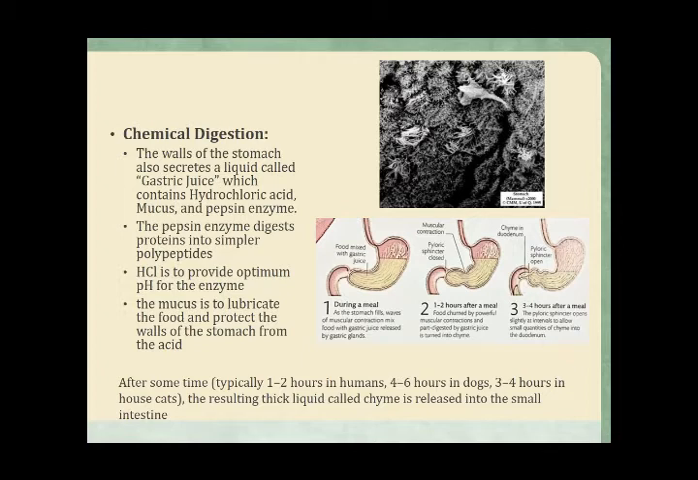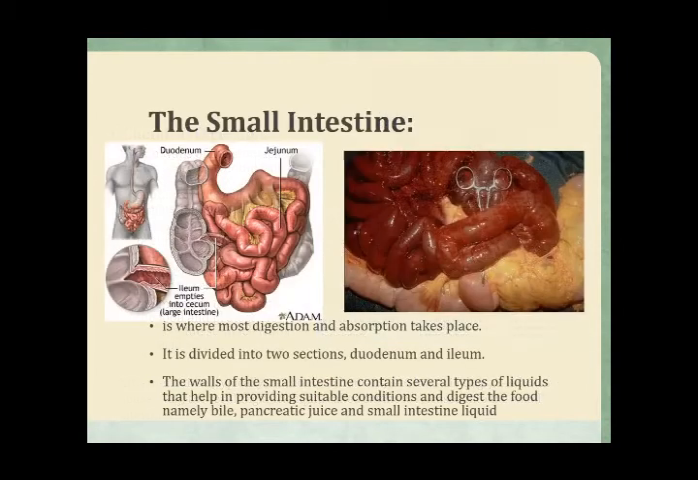After some time, the food totally becomes a thick liquid called chyme. It takes 4 to 6 hours in dogs, 1 to 2 hours in humans, and 3 to 4 hours in house cats for the food to become this chyme. The chyme will then move into the small intestine.